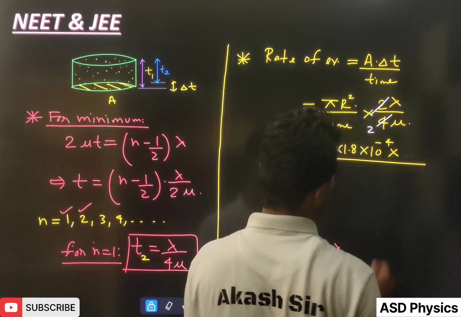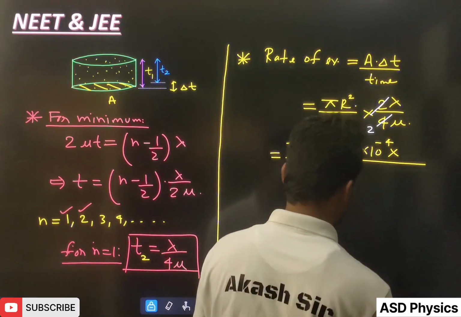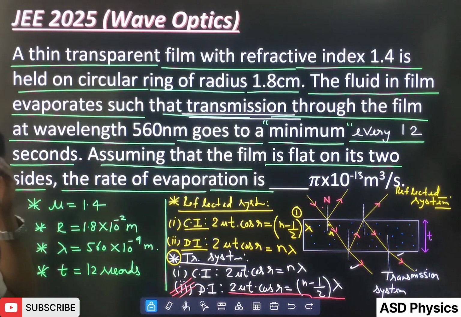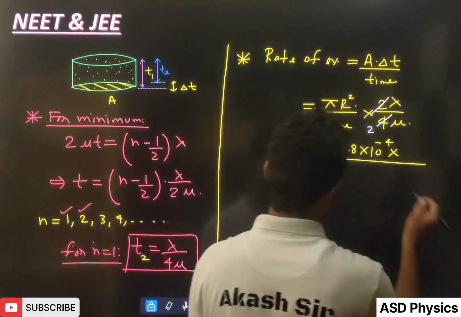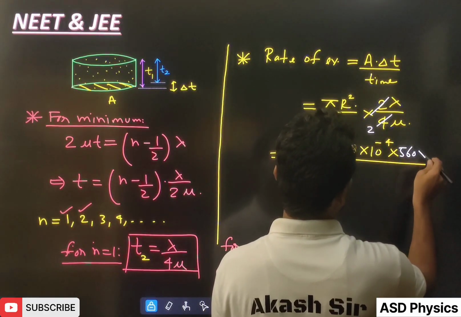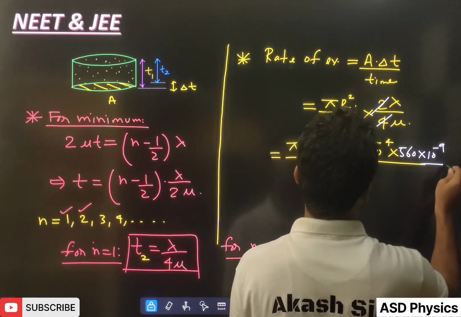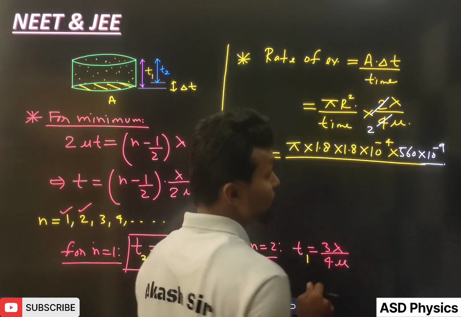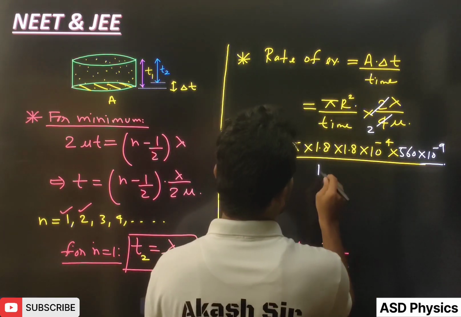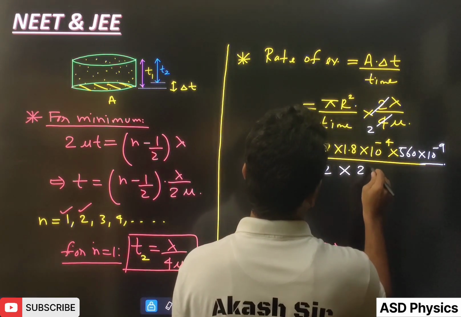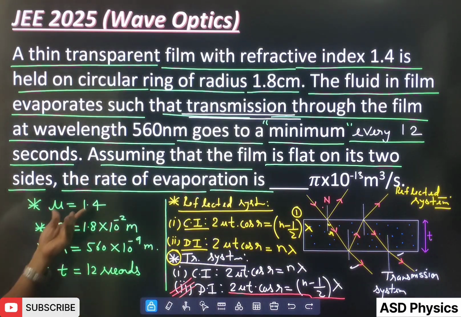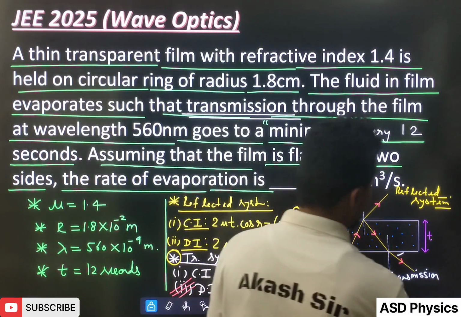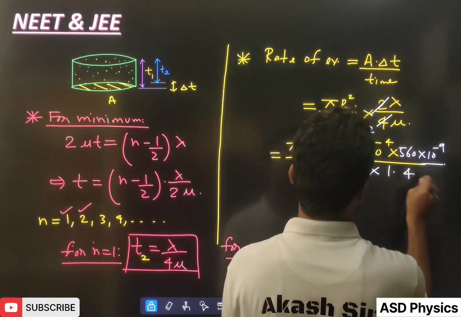So what is the lambda value given? I think 560 nm. That means we can write 560 into 10 to the power minus 9. I will write it as it is, no problem. By time, what is given? I remember 12 seconds into 2, and what is the value of mu? The mu value is given here, students: 1.4. So I will get the 1.4.